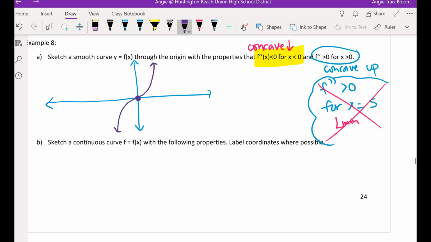Okay. B, our last thing, and then we'll summarize it up. And I gave you the whole page for summarizing because that's how long it's been. Okay. I know, right, Marco? Sketch a continuous curve, y equals f of x, with the following properties and label the coordinates where possible. Except I never gave you any properties. So we have to write this in ourselves. I forgot to type it.